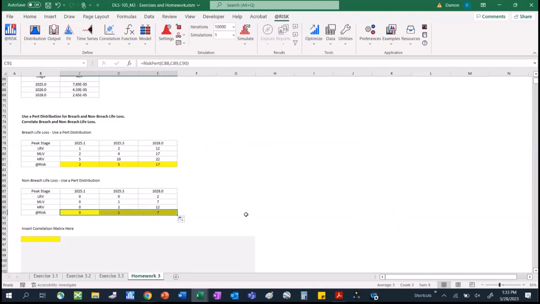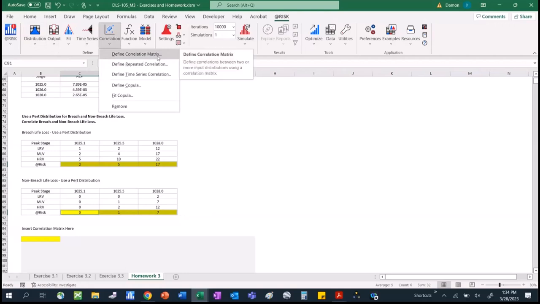I've got my distribution set for my breach life loss and my non-breach life loss, and I'm told I want to correlate these together. So to do that, I'm going to need to highlight this first row, then hit Control and highlight this second row so I have them all together. In the first set of correlation matrices, we had three inputs and ended up with a 3x3 matrix. Because I have six here, I'm going to end up with a 6x6 matrix this time.